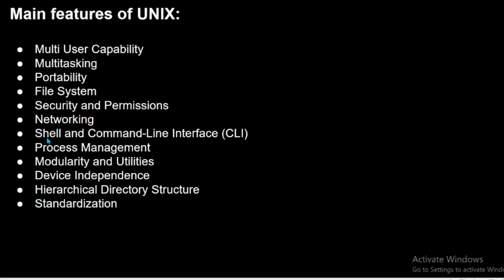Likewise, some of the other main features are shell and command line interface, process management, modularity and utilities, device independence, hierarchical directory structures, and standardization. So these are the key features of Unix. The most popular features are multi-user, multitasking and portability. These are the main features because of which Unix became so popular and widely used.